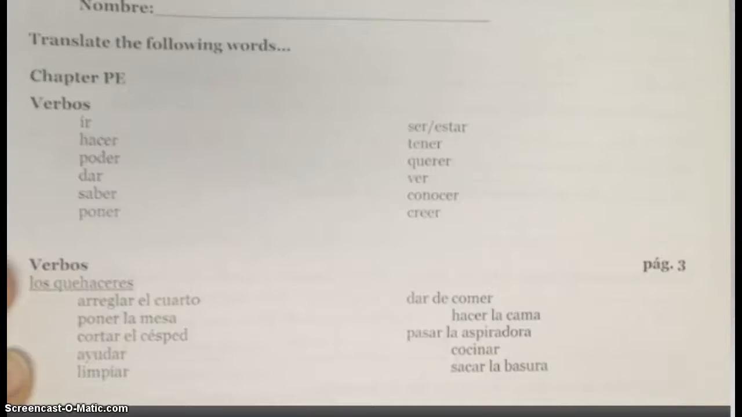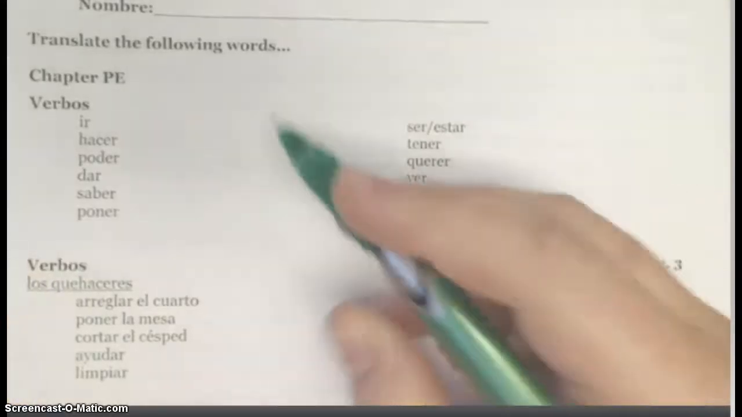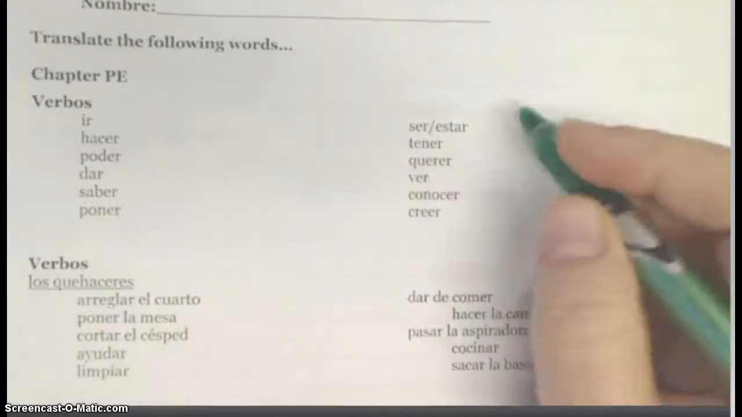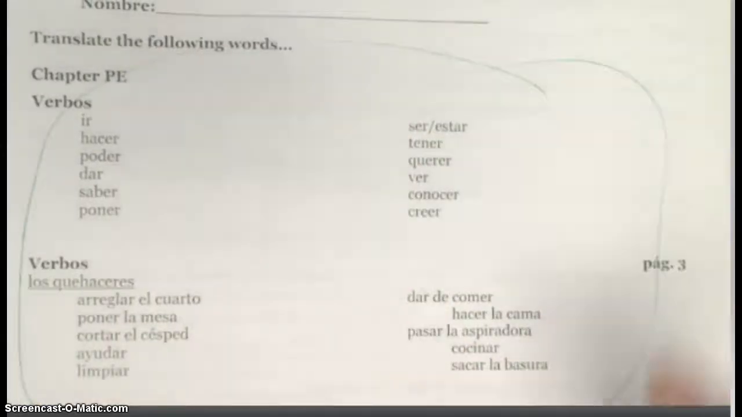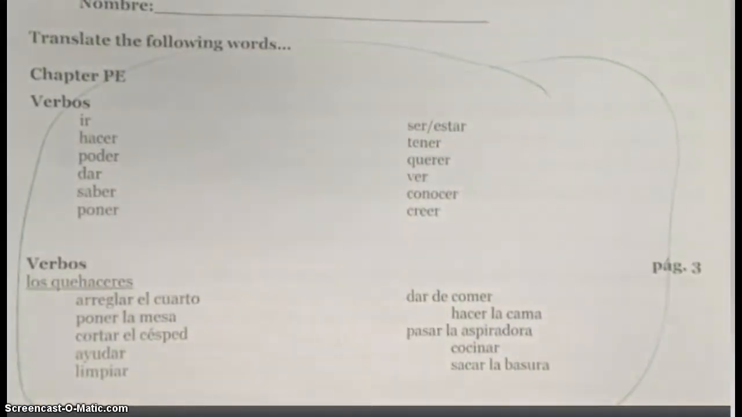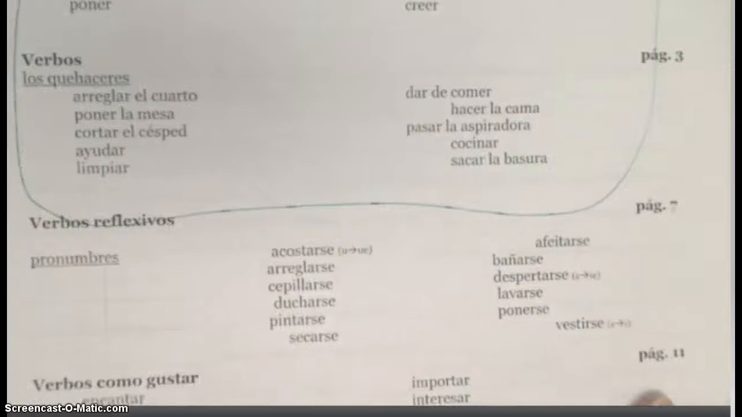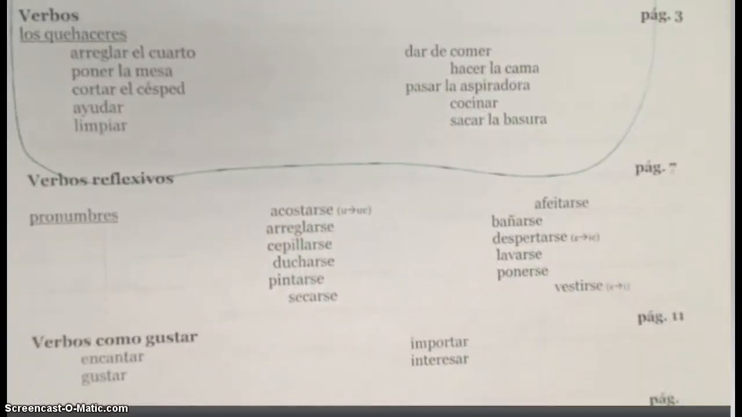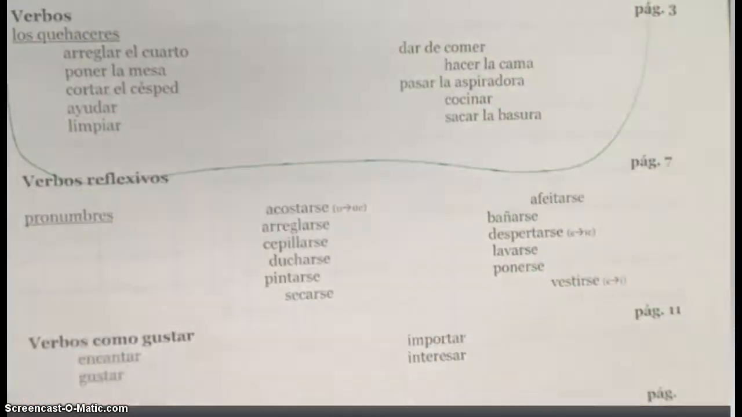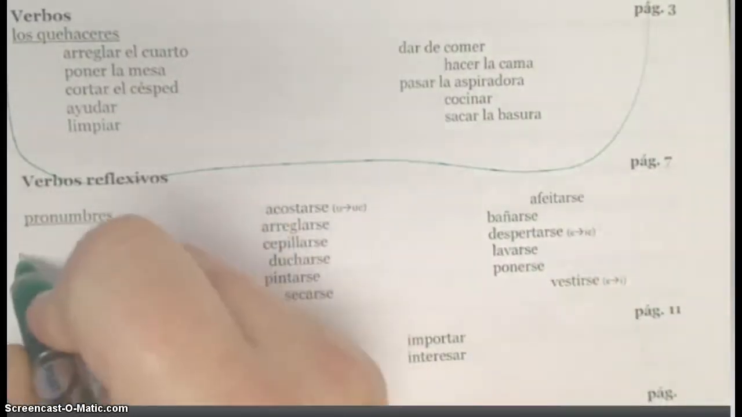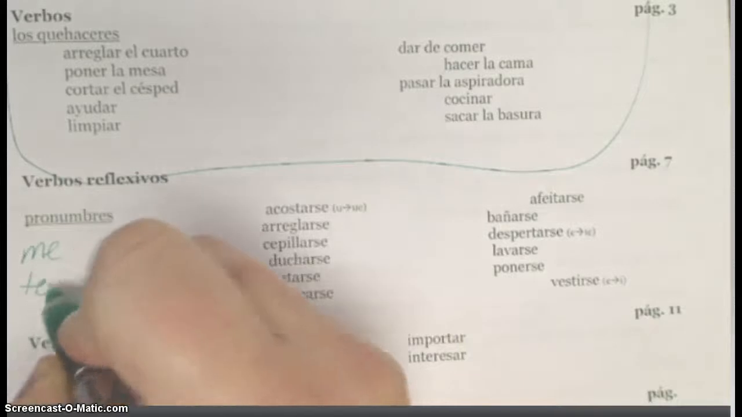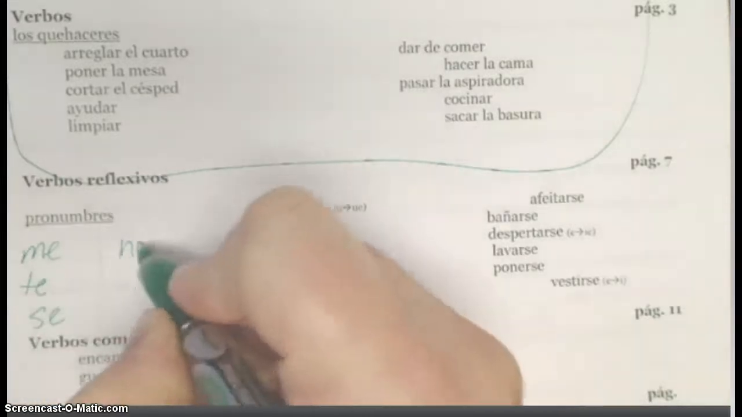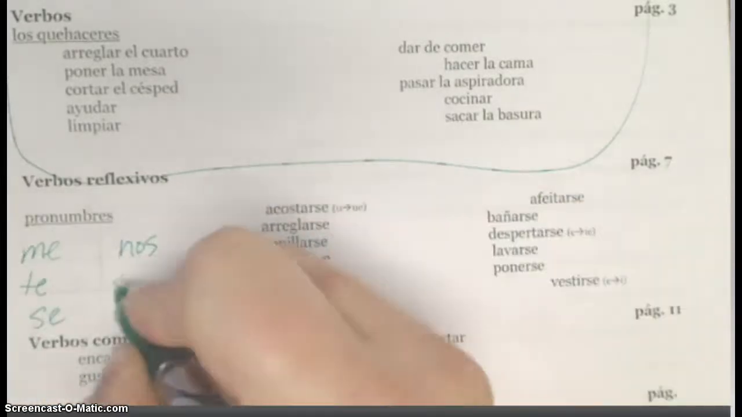Okay, so this is the review for the fall final, Spanish 3P, pre-AP, chapter PE. All the vocabulary is up to you to find the translations of. You should have it from the packets from a long time ago at the beginning of the cycle. So verbs, reflexive verbs, and their pronouns. Reflexive pronouns are me, te, se, nos, and se, and os.